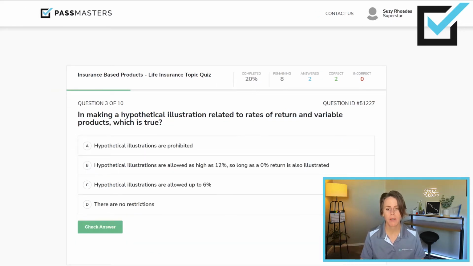In making a hypothetical illustration related to rates of return and variable products, which is true? Hypothetical illustrations are prohibited. Hypothetical illustrations are allowed as high as 12%, so long as a 0% return is also illustrated. Hypothetical illustrations are allowed up to 6%, or there are no restrictions. Hypothetical illustrations are allowed, and they can be as high as 12%, so long as a 0% rate of return is also used. So you can show the client really good, 12%, and not so good, 0%.